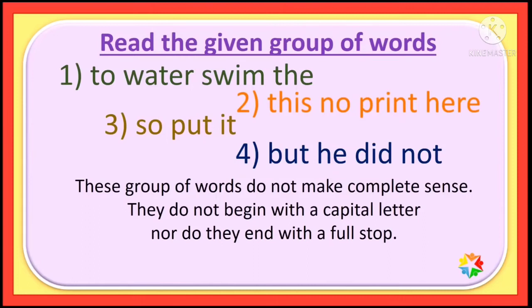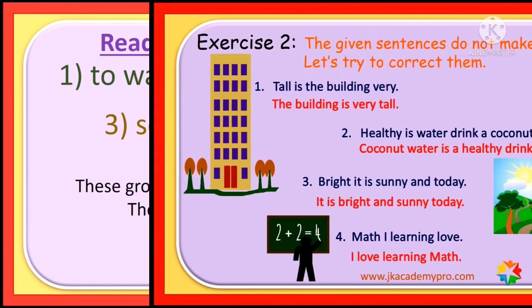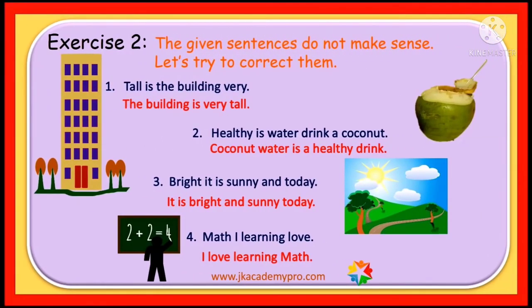So these do not make sense and we cannot call them a sentence because no rule has been followed in them. These are just some words written together. They are not even written at the correct place. They are not written correctly, and that's why they are not making any sense. To clear this, one more example I have made for you. The given sentences do not make sense. Let's try to correct them.